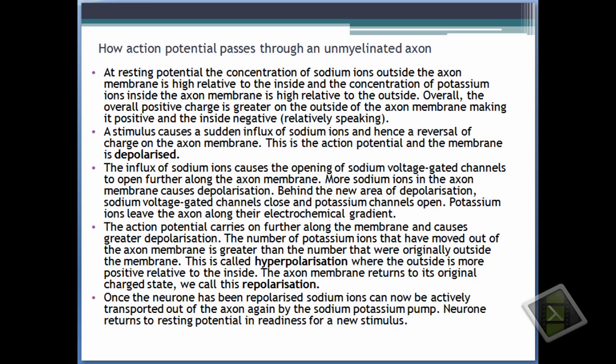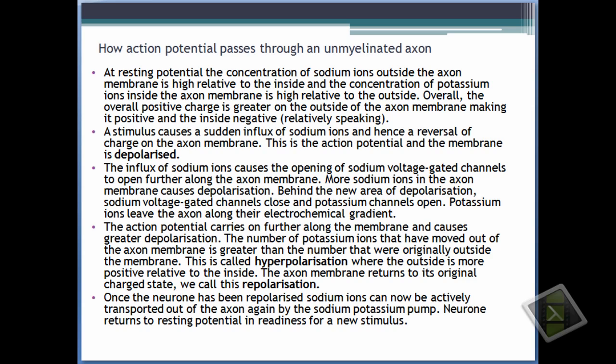So the outside of the membrane is just more positively charged than the inside of the membrane. There's nothing to say that the inside of the membrane is negatively charged, it's just that the outside is more positively charged than the inside. So we just say that the outside is positive and the inside is negative. So at this stage the axon membrane is polarized.